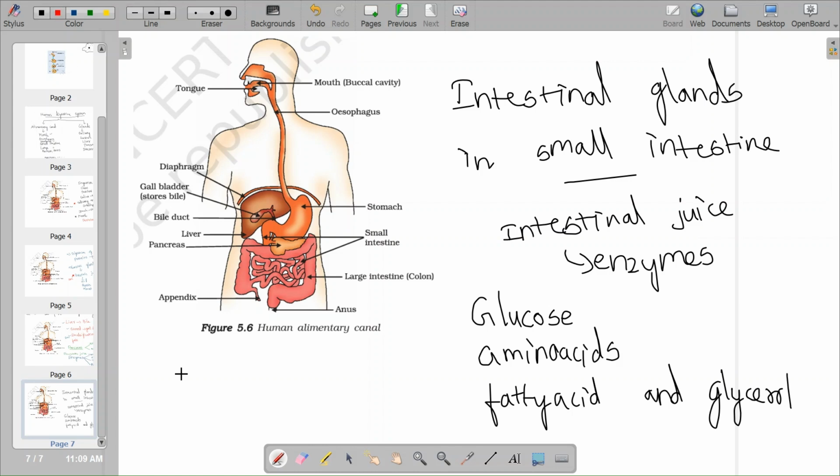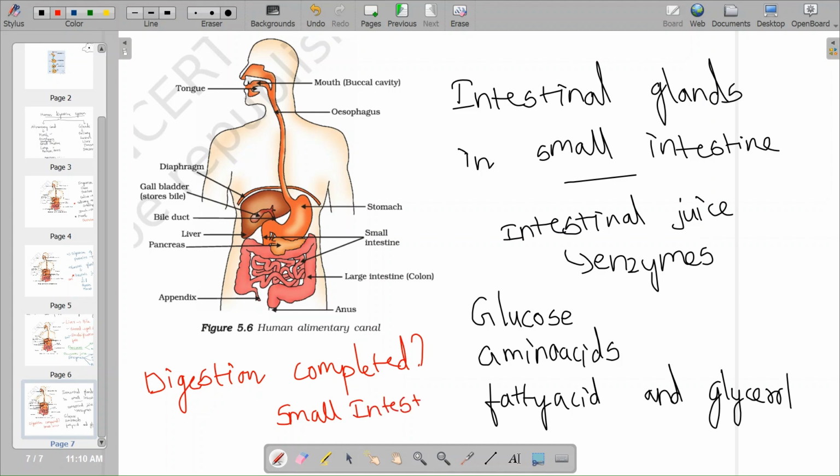Now another important question. Where is the digestion completed? Digestion is completed in our small intestine. Important MCQ question. The digestion starts in our mouth and it is completed in the small intestine.